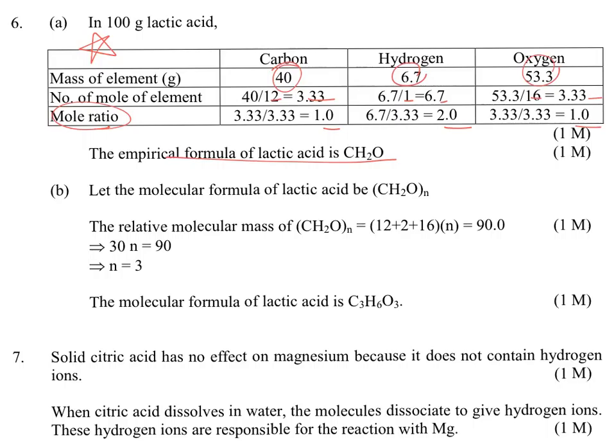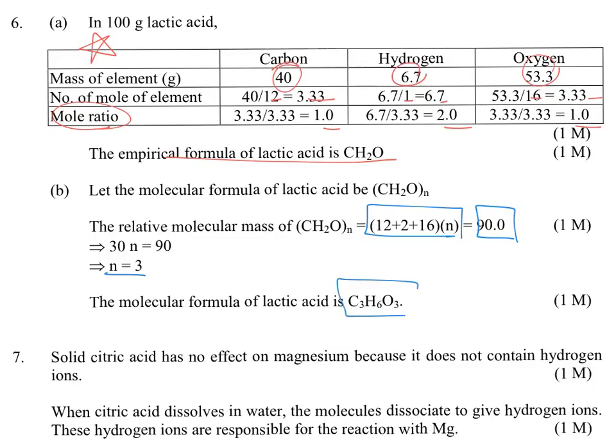How do you find the molecular formula from the empirical formula? One method only. Assume there are n of this empirical formula combined together to form the molecule. You are given the molecular mass, so you can simply calculate n equals 3, but this is not the end of this question.